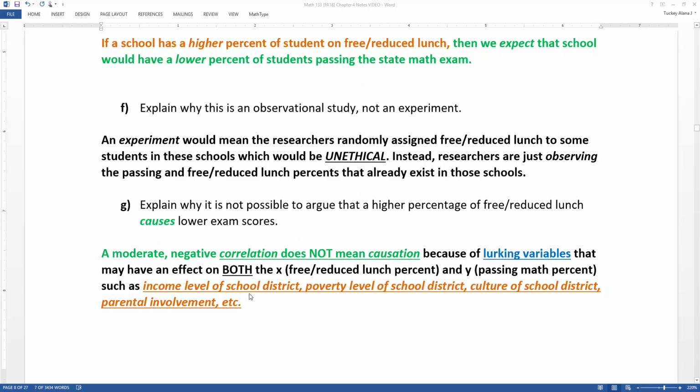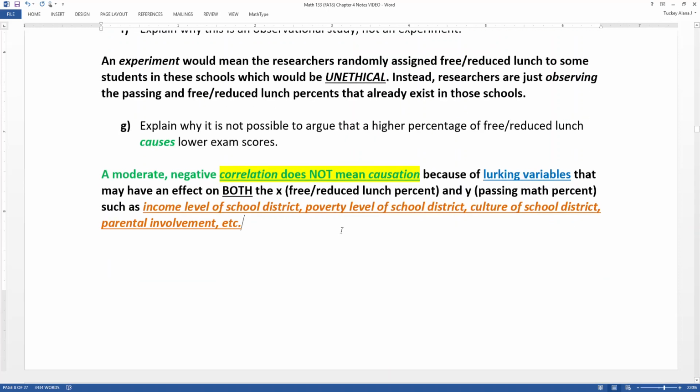In our last example, we explored the classic motto that correlation does not mean causation. And it's true, it doesn't. It's a very important thing to know. But one of the many reasons it doesn't is because of lurking variables. So let's look at that just a little bit more.